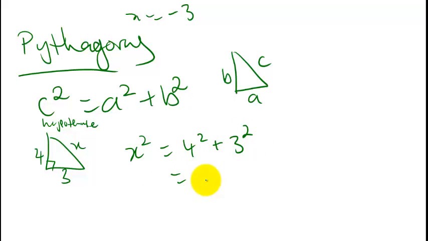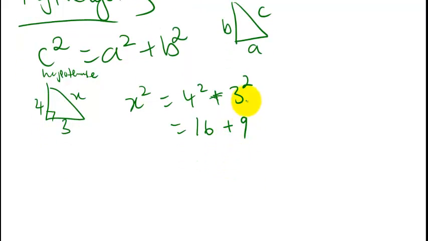Your calculator will do it for you: 4 squared plus 3 squared. I'll give you that, 16 plus 9. 3 times 3 is 9, right? But if you didn't have a calculator, you'd do 4 times 4, not 4 times 2, because it's squared. Squares mean you multiply the number by itself. Okay.